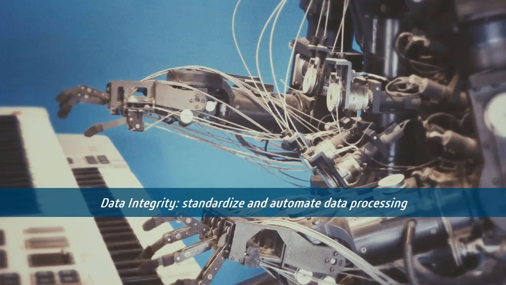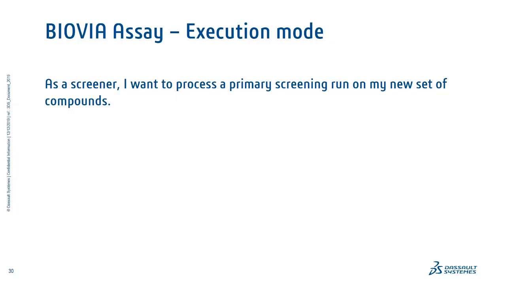And what I mean really by data integrity is making sure that the data you're producing are produced in the right way and recorded in the right way. So it's more about standardizing and automating the processing of your data, either from a logistics standpoint or from an assay execution standpoint, and building trust in the data produced by your screening activities. So let's have a look at the application in action to do that.